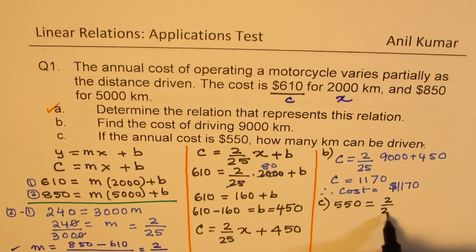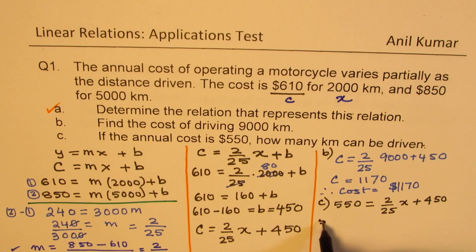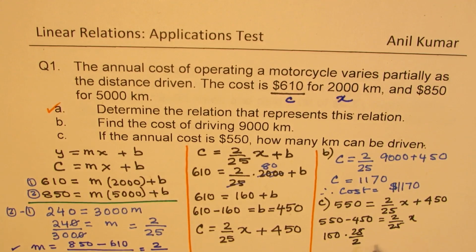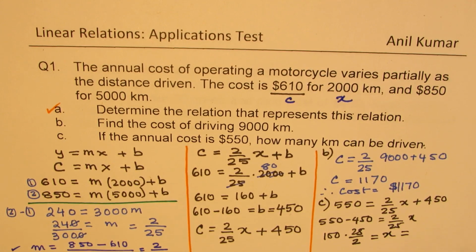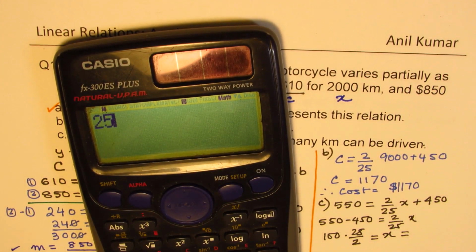We have 2 over 25 times x plus 450. So we'll take away 450 from 550 to get 2 over 25 times x, and that is 100. So we get 100 times 25 over 2, right? So that gives you the value of x, which is 50 times 25, right? So 25 times 50, times 2, right? So what we get here is 1250.